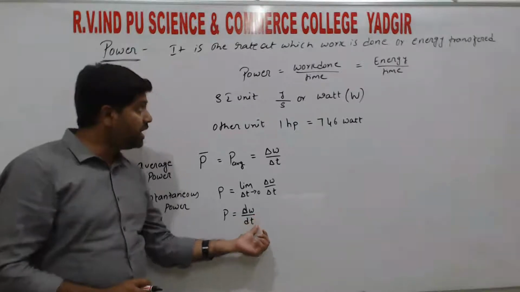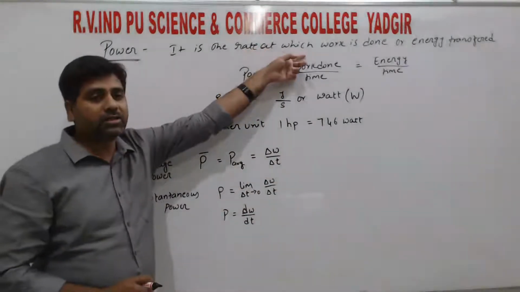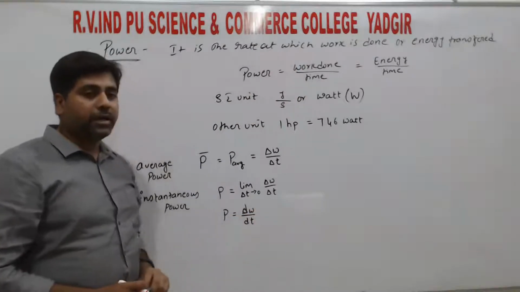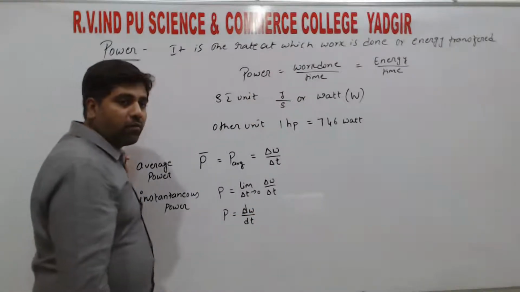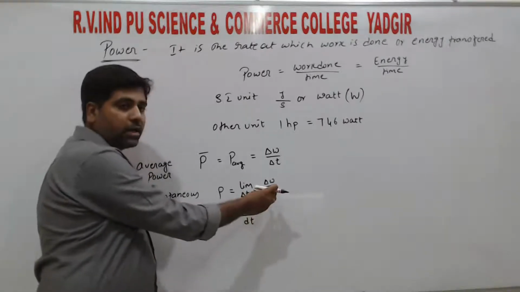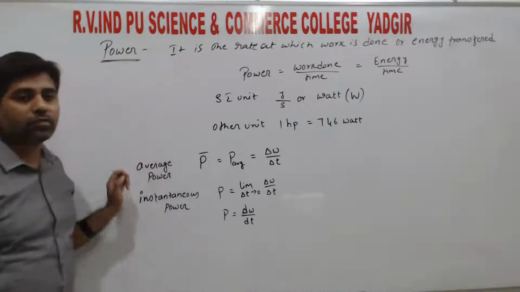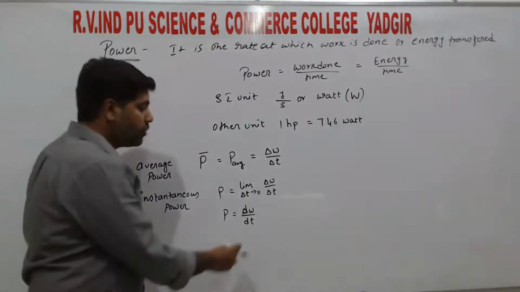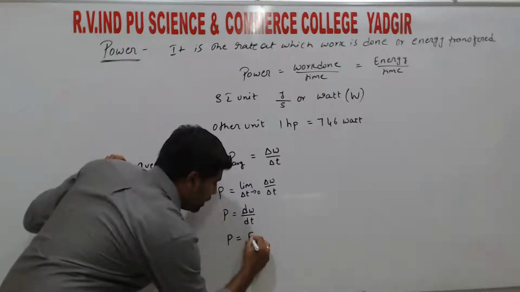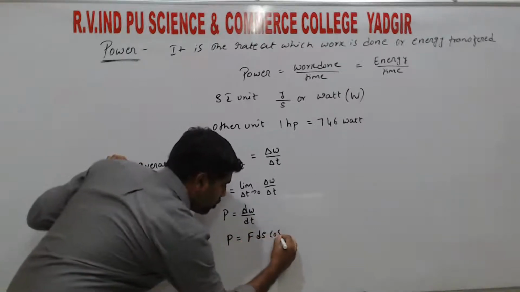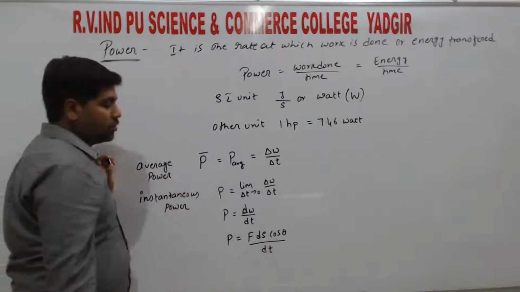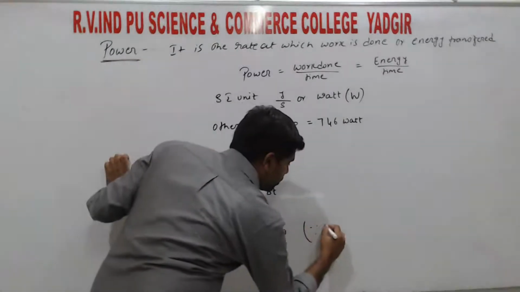That is, dW by dt is the definition: the rate at which work is done or energy is transferred. So P is equal to dW by dt. So we know the relation for the work done. Small work done means small displacement change. From the definition of the work done, we can write P is equal to F ds cos theta divided by dt.